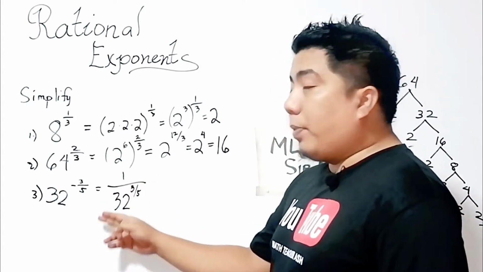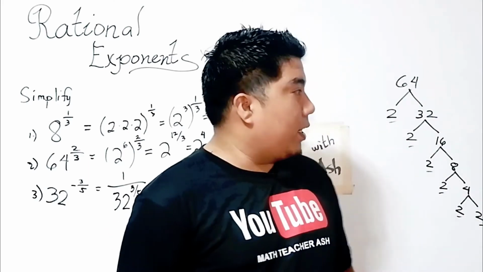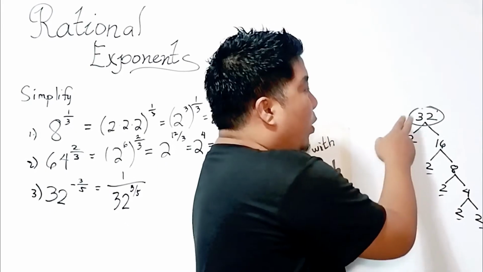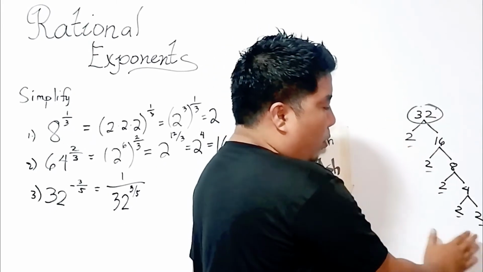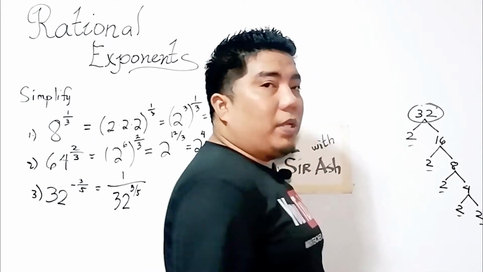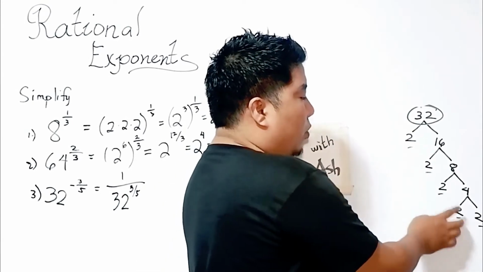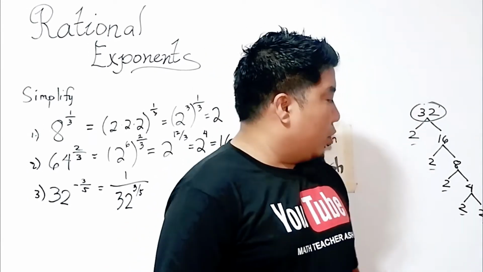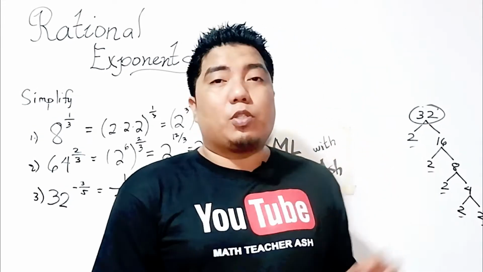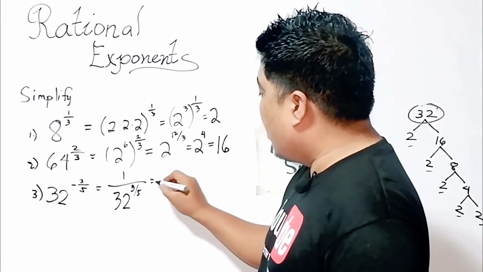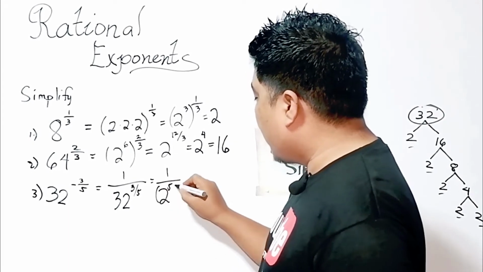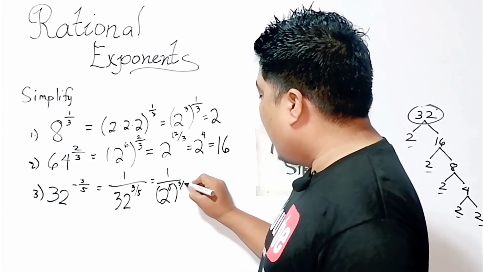Okay, so we will break down our 32. And if you could still remember our example here, we have here the 32, right? And we have 32 is being broken down into this. So how many prime factorizations? 1, 2, 3, 4, 5. We have 5 factors, okay? So that is 2 times 2 times 2 times 2 times 2. And that will give you 1/2 to the 5th power raised to 3/5.